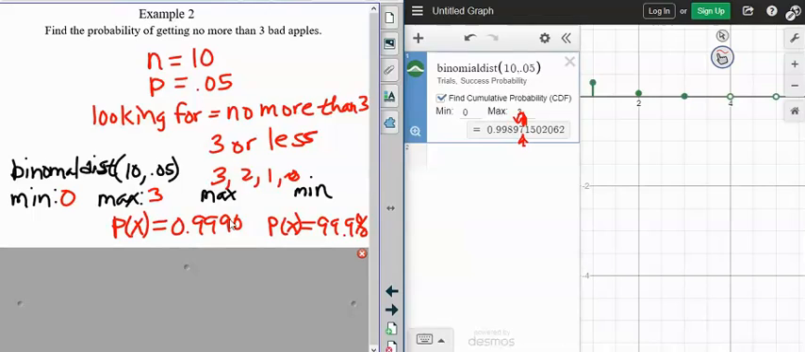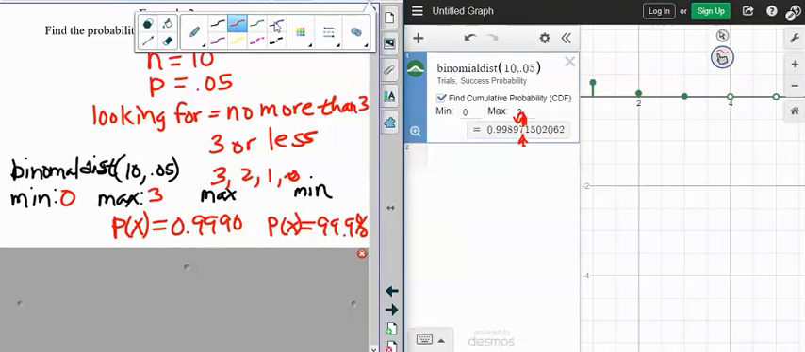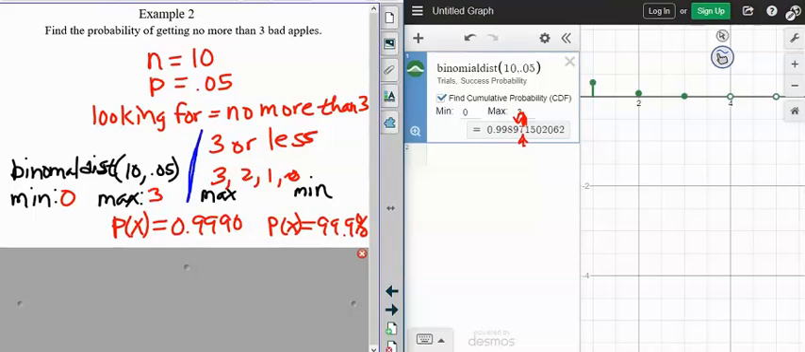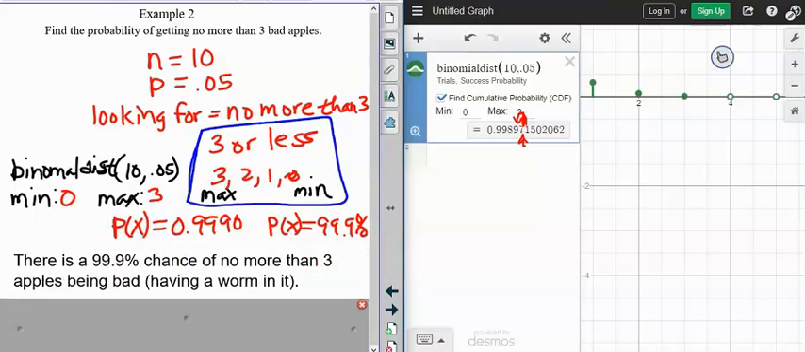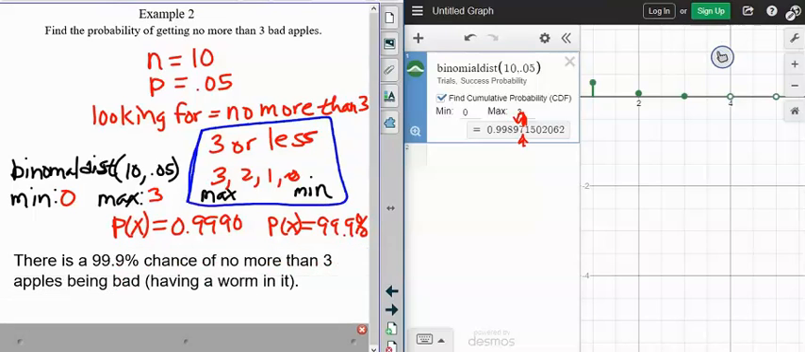And again, what does that mean? Because we don't really care just that you get answers. We care about what those answers mean. Can you explain what those answers really mean? And so here, that's what we did. That's what we're going to do. So let's unload this part here. So there's a 99.9% chance of no more than 3 apples being bad or having a worm in it. Easy, guys. It's easy.